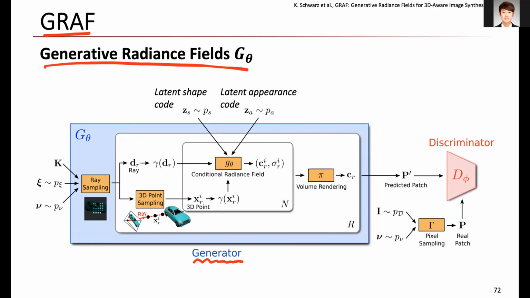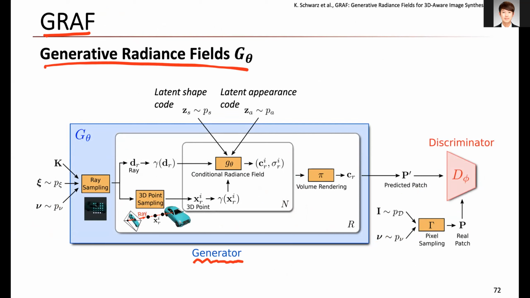Then use the volume renderer to generate the 2D images. Then this is the generated 2D images. But this whole process is very complex and very memory inefficient. During training, they just extract patches, then discriminate patch by patch with a patch discriminator and train this whole generator.